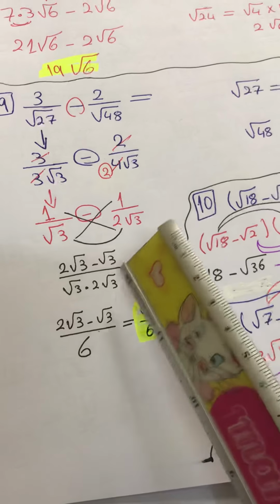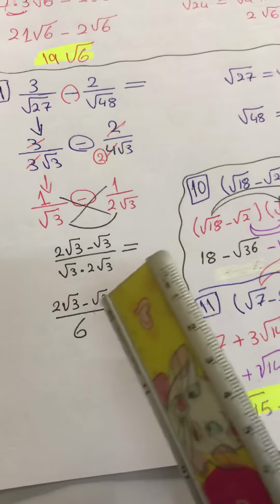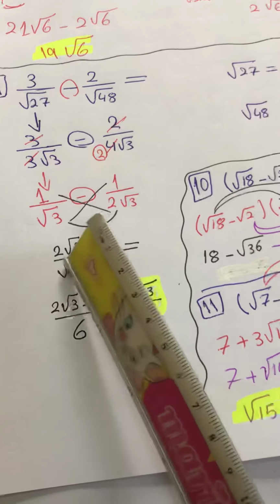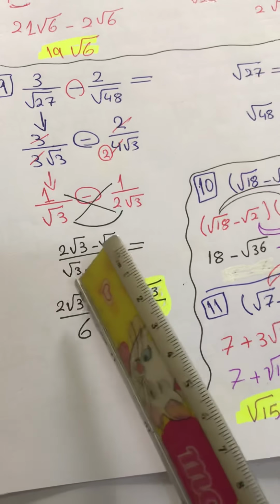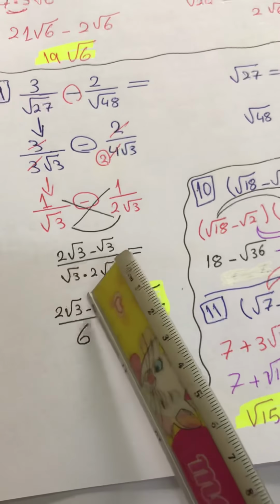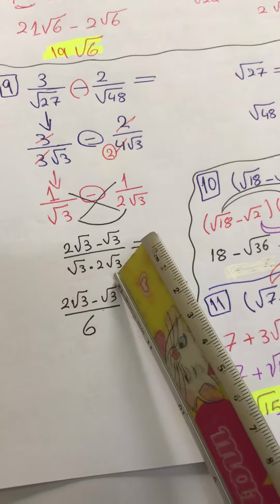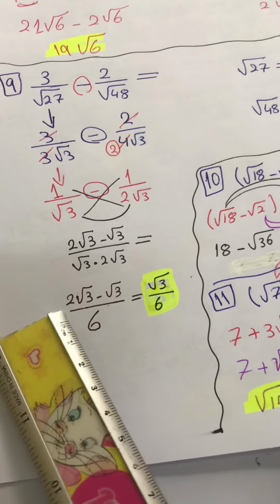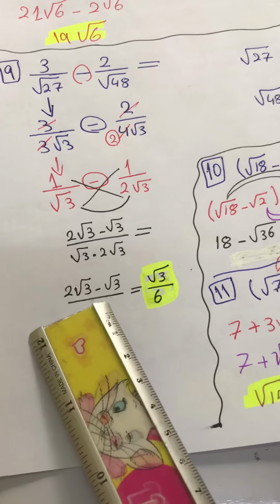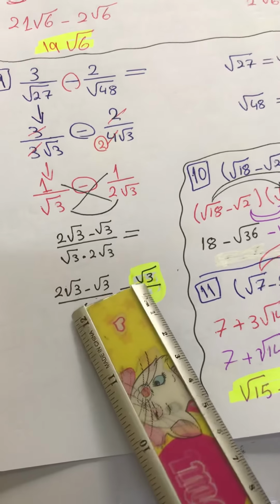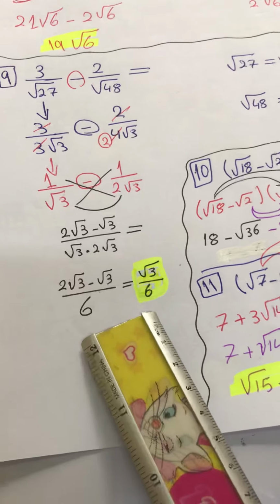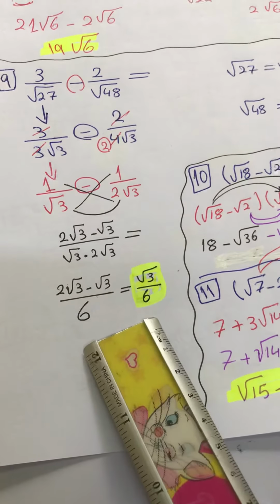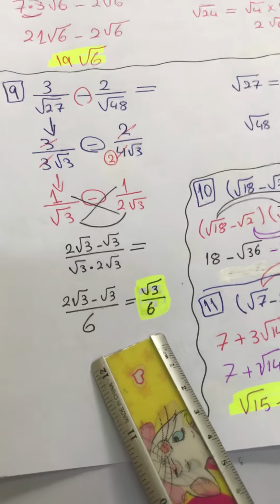Equal what? Let's try. I'll write the up the same, and the down: square root of 3 times square root of 3 equal 3, times 2 equal 6. So here 2 square root of 3 minus 1 square root of 3 equal 1 square root of 3. So the final answer is square root of 3 over 6, like this.